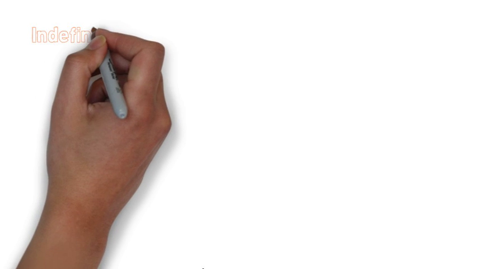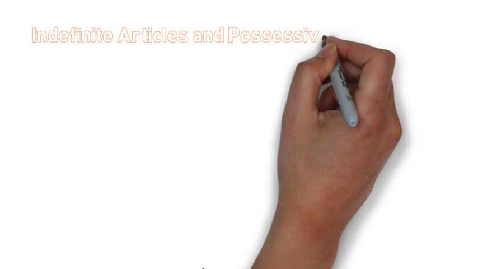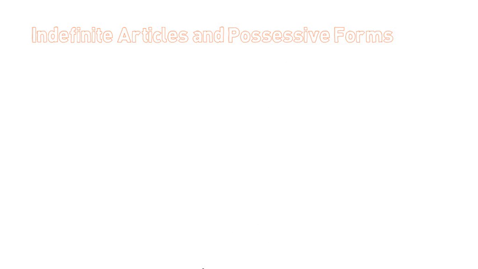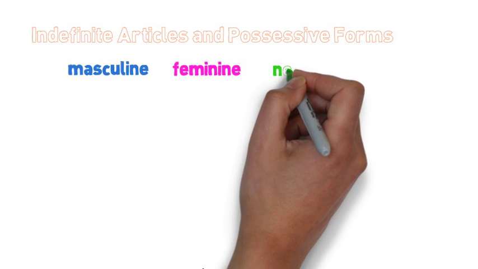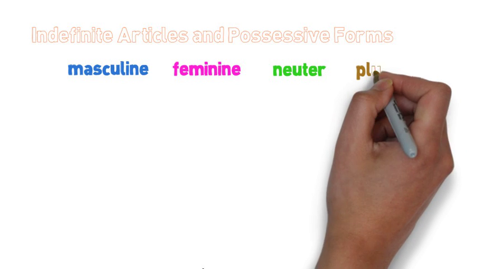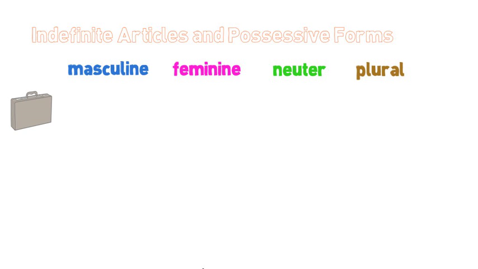Next, a quick word about indefinite articles and possessive pronouns in the dative case. Words for a, my, your, his, her, our, their, etc. The indefinite articles in the dative case are as follows. Einem for masculine, and notice the M corresponds to the M on dem. Einer for feminine with an R corresponding to der. Einem for neuter. And nothing for the plural.